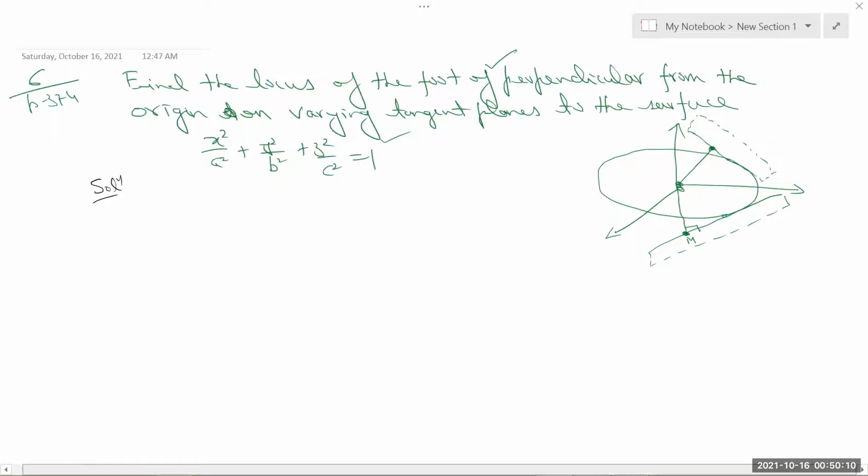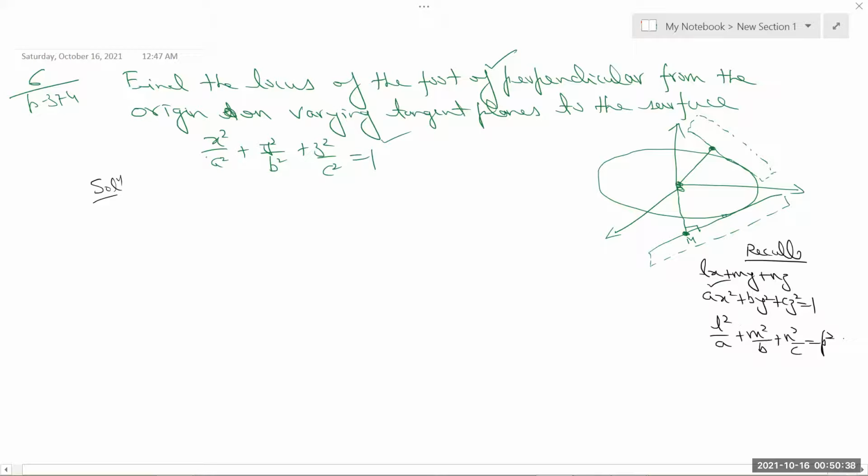So how to do this question? We have seen, if you recall, that Lx plus My plus Nz will be a tangent plane to the central conicoid ax square plus by square plus Cz square equal to 1 if L square by A plus M square by B plus N square by C is equal to P square. But in that case, the equation is this one.